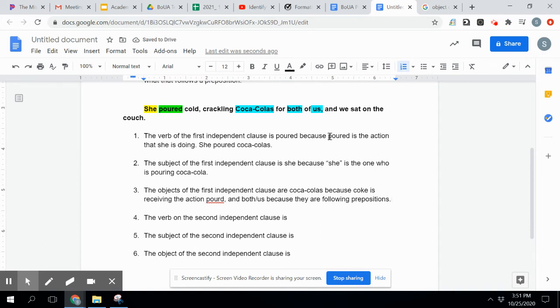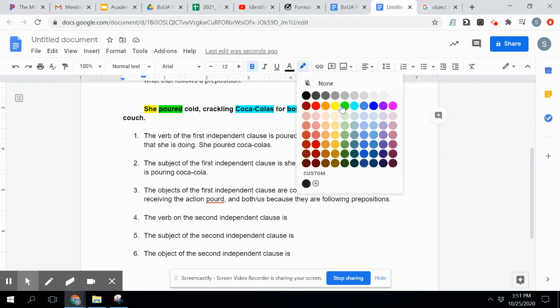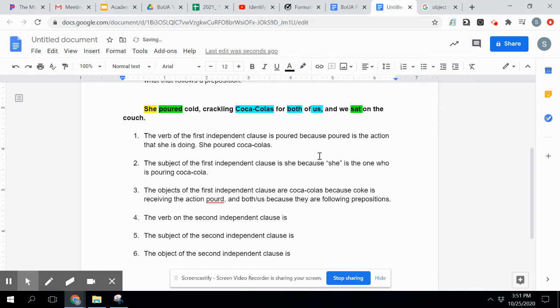Now we look into the second independent clause. And we know it's an independent clause because we have a comma and a coordinating conjunction connecting two clauses. So the second independent clause we have is "and we sat on the couch." So the first thing that we, again, want to do is find the verb, because once we find the verb, it'll be extremely easy to find the who or the what that is expressing the verb. And I see that sat is something that you can do. It's an action. Sat is the verb of the second independent clause. So now we can ask ourselves, who or what is expressing the action sat? And in this case, it is the pronoun we.